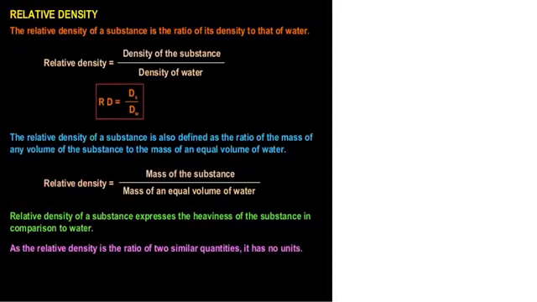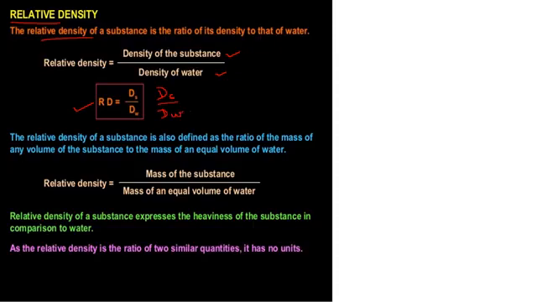Now let's take the relative density. The word relative means when you relate two things, when you compare two things. So it is a ratio. Relative density of a substance is the ratio of the density of the substance to that of water. Simple. So this is known as relative density. They have written here ds, the density of a substance, to dw, that is the density of water, right?